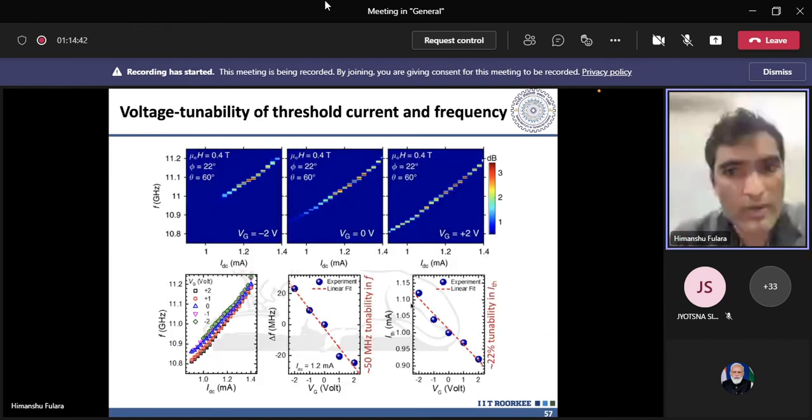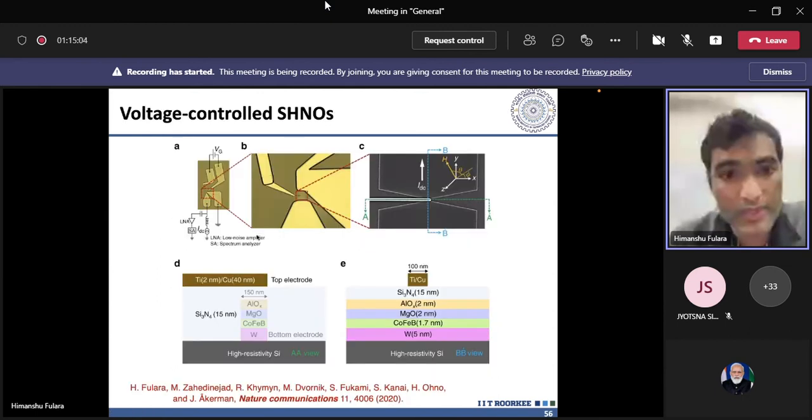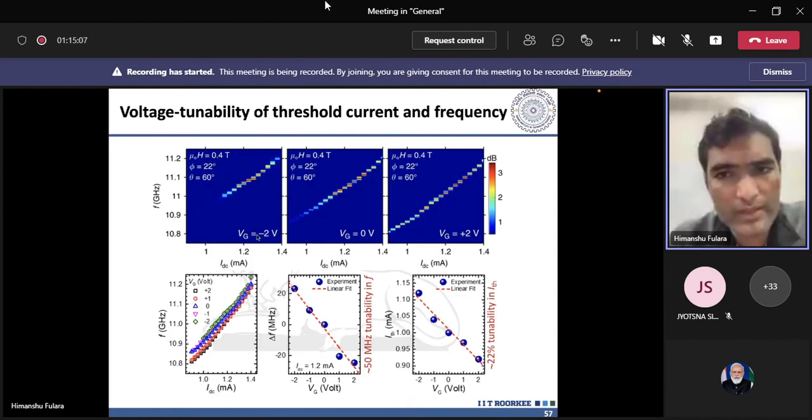So what we obtained here is very fascinating: we were able to control this frequency as well as the operational current with the help of this voltage. So for the first time, we were able to change the frequency as well as the operational current of these devices with an approach which is much more energy efficient than any existing approach. Because when you are trying to do this with the help of electric field, it means that you are basically not consuming any energy.